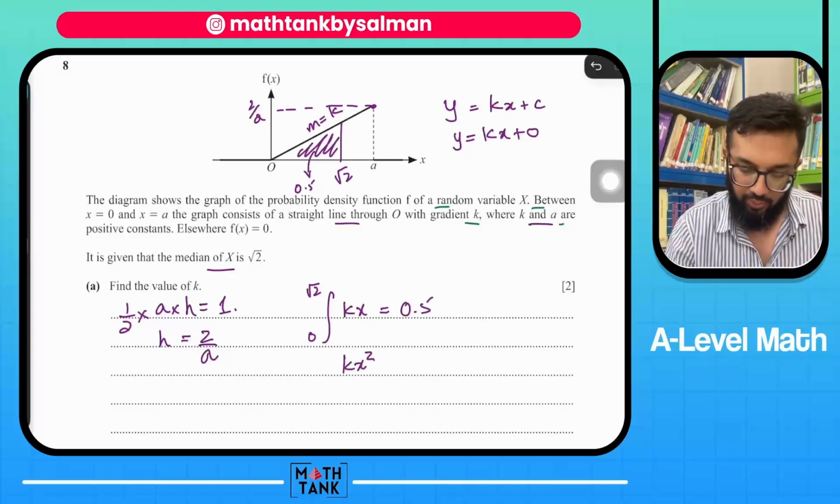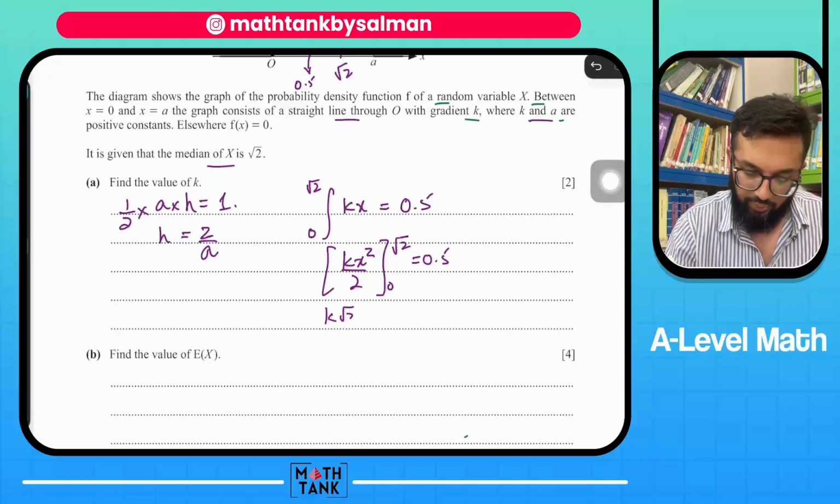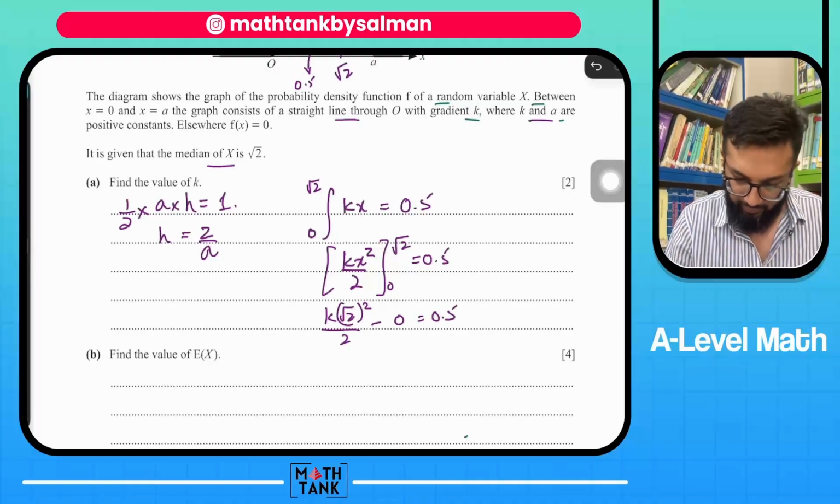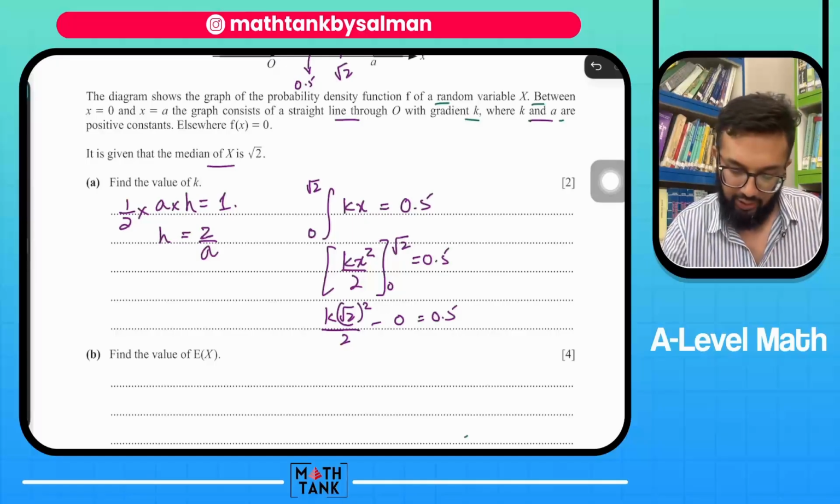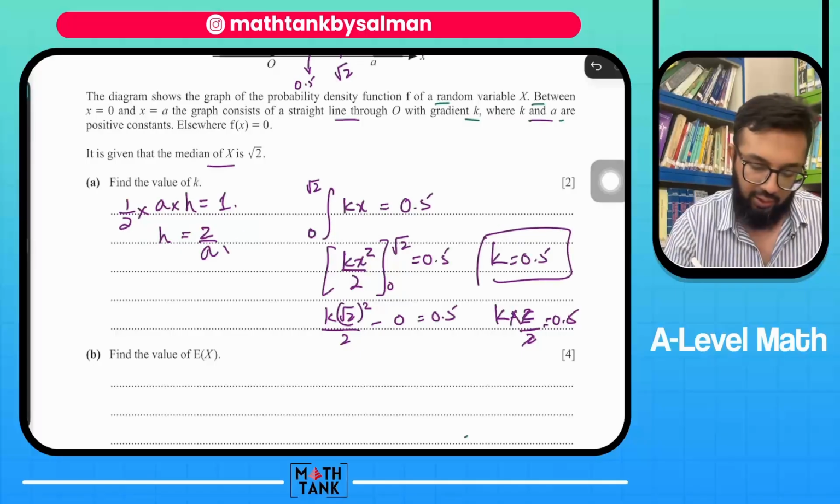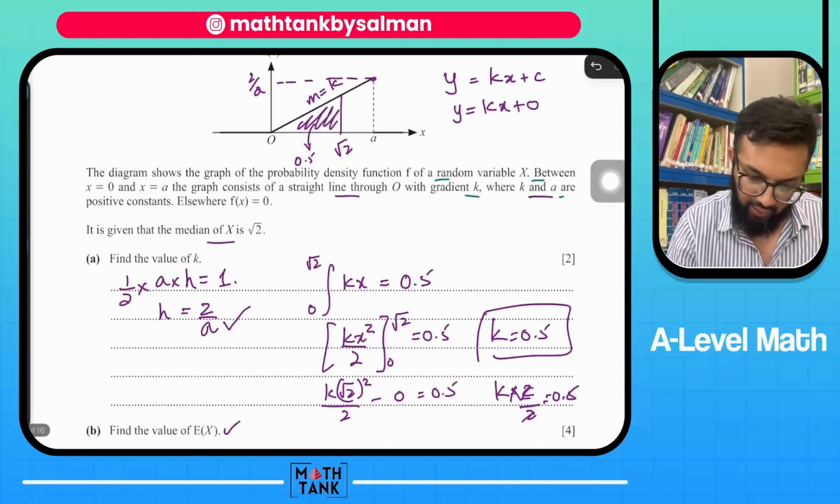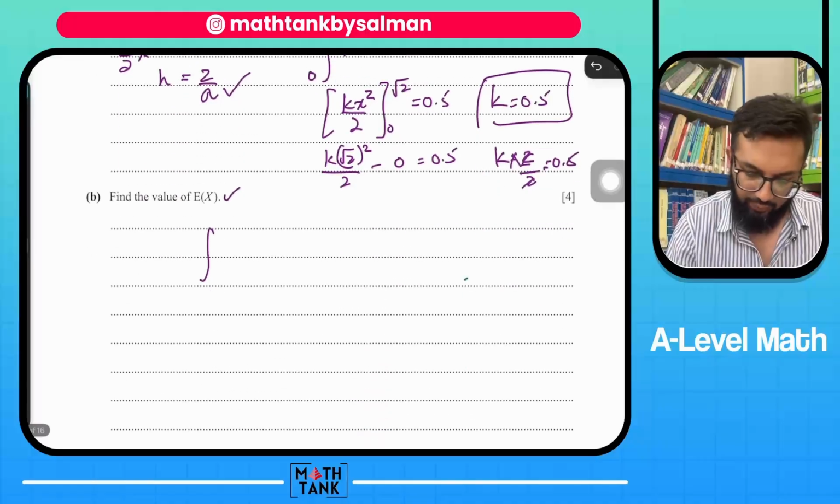So kx squared over 2 with the limits 0 to root 2 equals 0.5. So that gives me k root 2 squared over 2 minus 0 equals 0.5. So k is basically 2 over 2 equals 0.5. So k is just 0.5 then. I didn't really need to do this part, but I did it anyway. Okay, it's probably going to help me in the next question. Or I can actually find out the value of a.